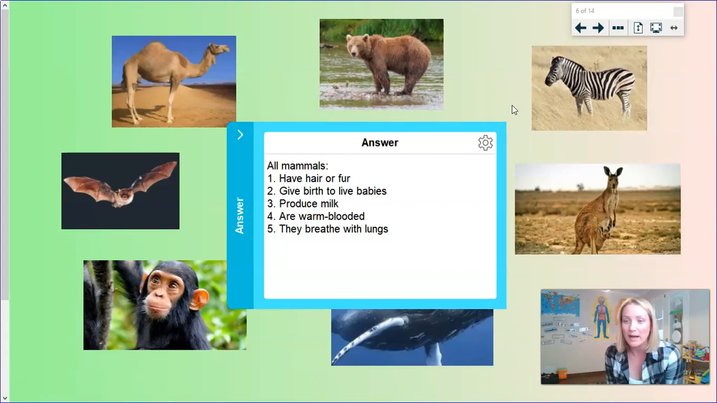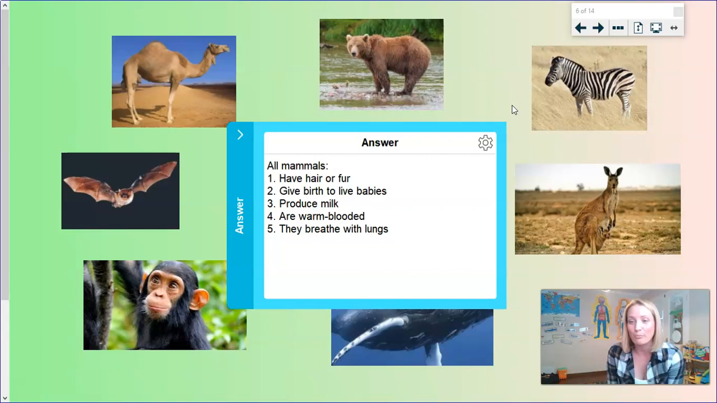So all mammals have hair or fur. Even whales and dolphins that live under the water have very, very fine layers of hair on their skins. Sounds strange, but it is true. All mammals give birth to live babies. They don't lay eggs, such as birds or fish. They have live young, and they often nurture their young for a little while in infancy as well. They produce milk with which to feed their young.